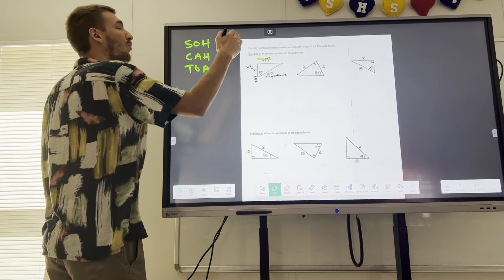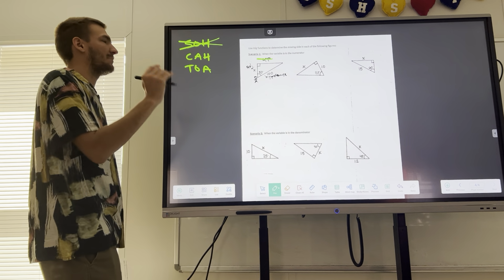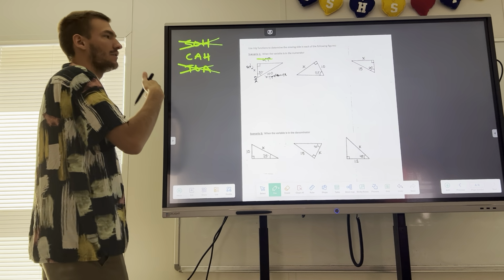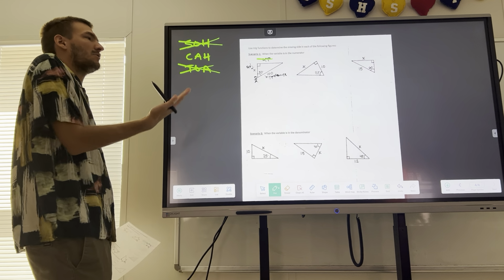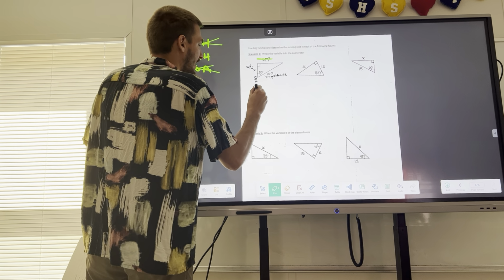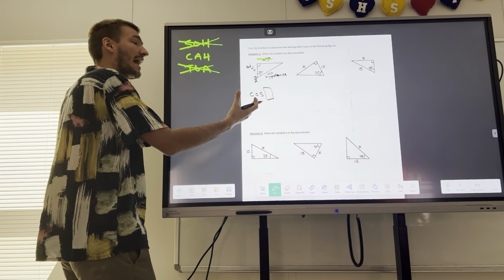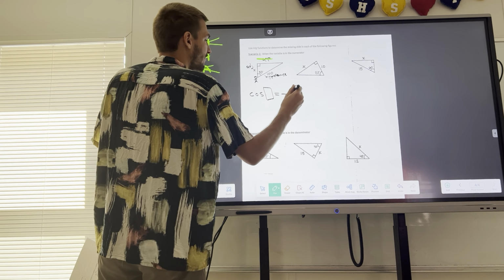SOHCAHTOA. We don't need opposite. That means sine, no good. We don't need opposite. TOA, no good. We don't need opposite. And that leaves us with only one option, cosine. And let's make sure we set it up correctly. It goes cosine, this thing needs to be the angle, equals fraction.